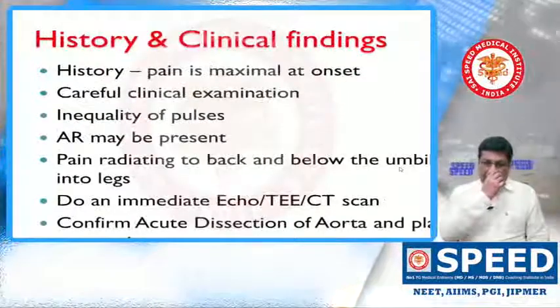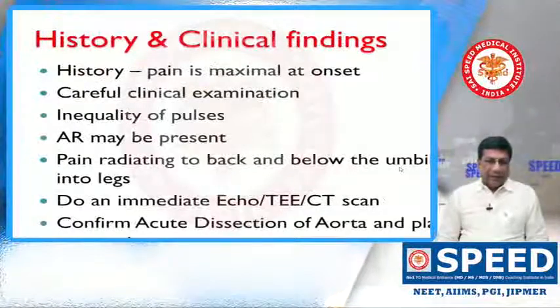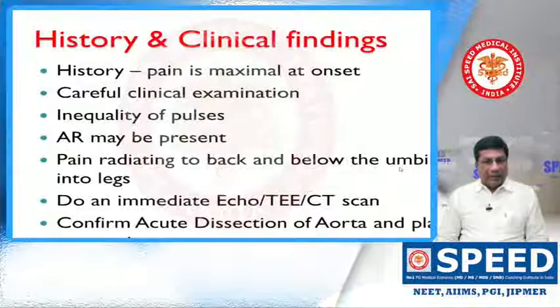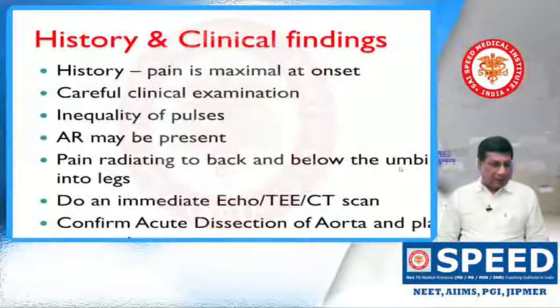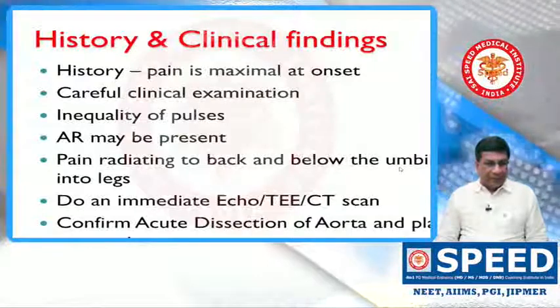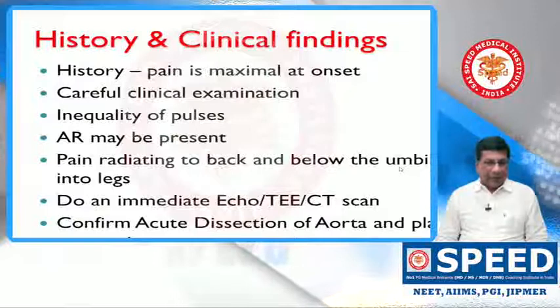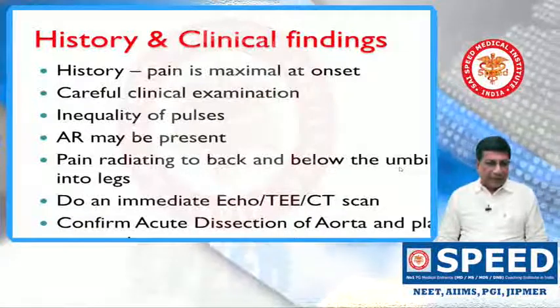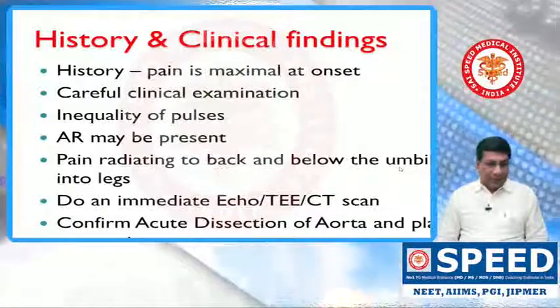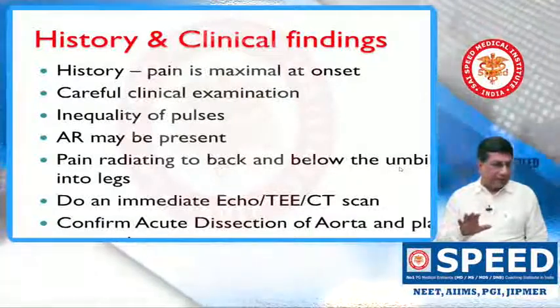Now, history and chest pain. The most important thing in the history is whether the pain is gradually increasing or maximal at onset, because dissection pain is maximal at onset. Ischemic pain builds over a period of minutes to hours. Careful clinical examination, looking for inequality of pulses and AR, is very important, because in chest pain patients, unless you look for these findings, you will miss dissection.